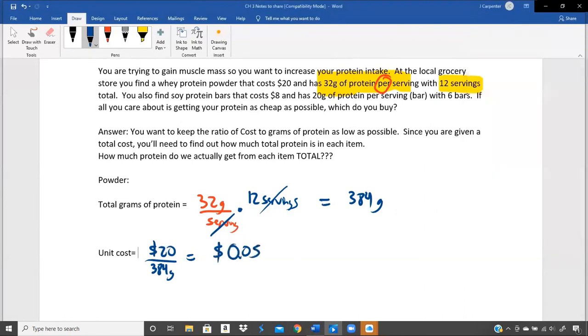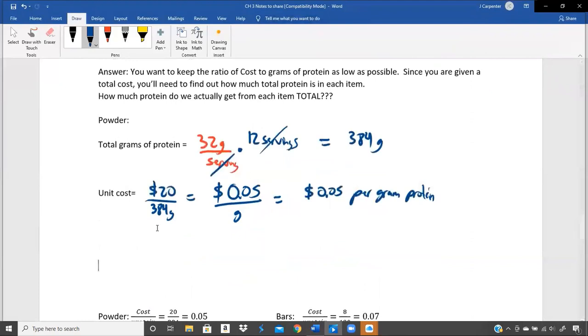So it was 0.05. And now you could write it this way, but it just looks a little weird. So let's write it as 0.05 per gram of protein. This is just laid out a little better. So that protein powder, when you boil this thing down to just 1 gram of protein at a time, it's costing you about 5 cents per gram of protein.